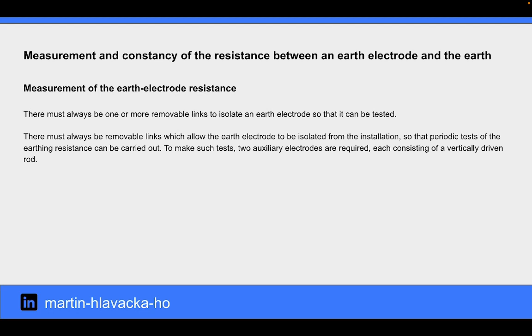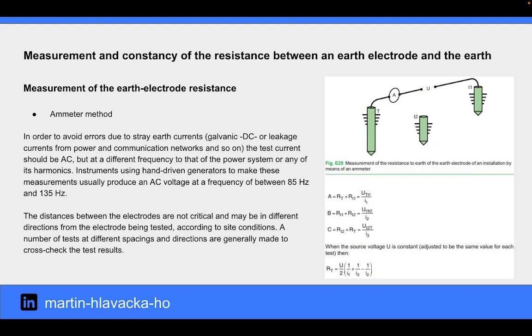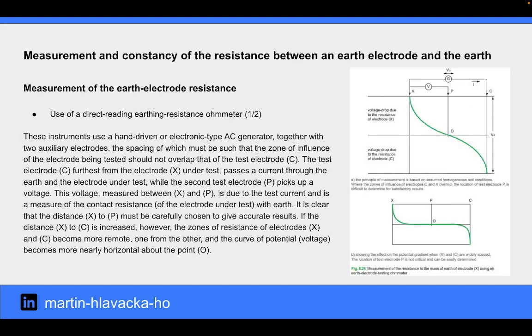Measurement of the earth electrode resistance. There must always be removable links that allow the earth electrode to be isolated from the installation so that periodic tests of the earthing resistance can be carried out. To make such tests, two auxiliary electrodes are required, each consisting of a vertically driven rod. Ammeter method and use of direct reading earthing resistance ohmmeter.